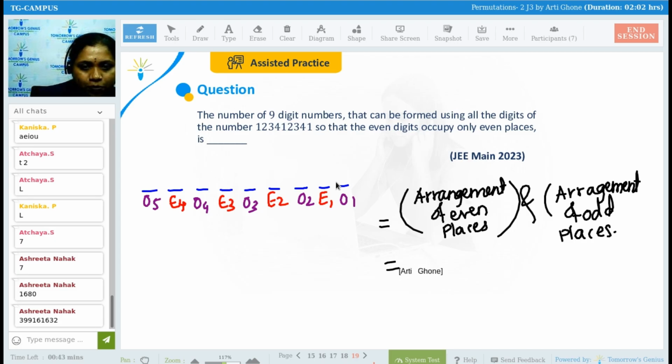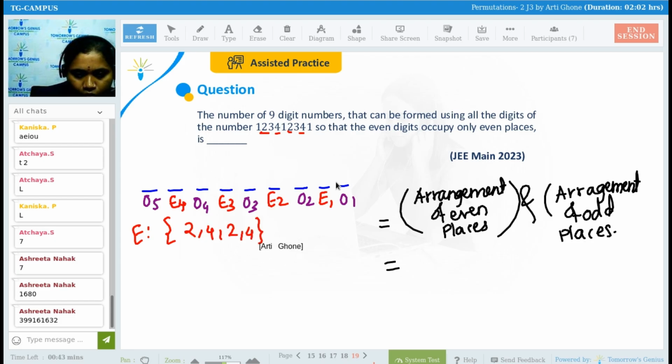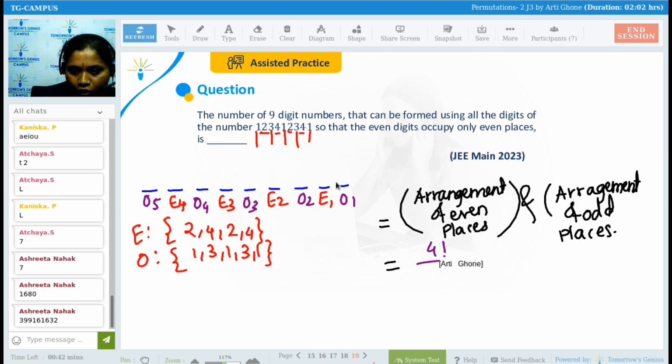What are the even digits? 2, 4, 2, 4. Right, no? What are the odd digits? 1, 3, 1, 3, 1. So what will be the answer? Arrangement of even places is 4 factorial upon 2 factorial into 2 factorial, into arrangement of odd places is 5 factorial upon 3 factorial for the 1 repeated 3 times, into 2 factorial.